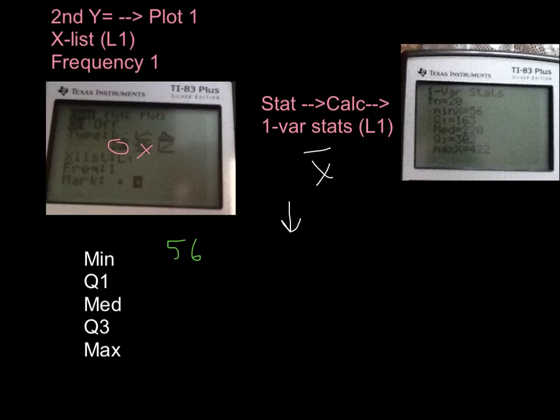56 is the minimum, 163 is quartile 1, 220 is the median, 302 is quartile 3, and 422 is your max. So you want to make sure that your calculator's all good to go, and you have your 5-number summary, and you'll be ready to calculate and hand draw a modified box plot with me in just 2 minutes.